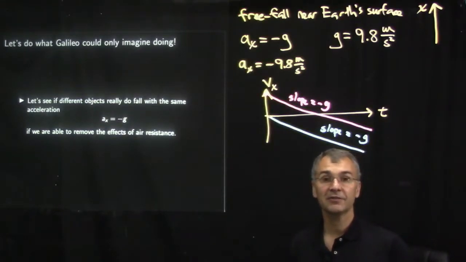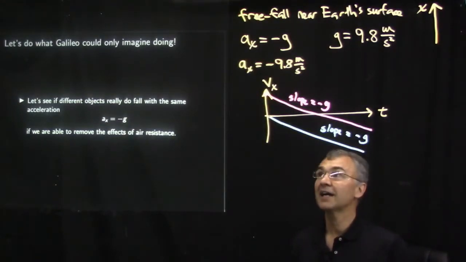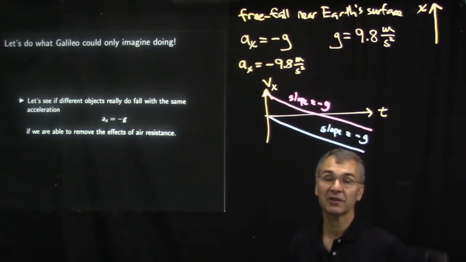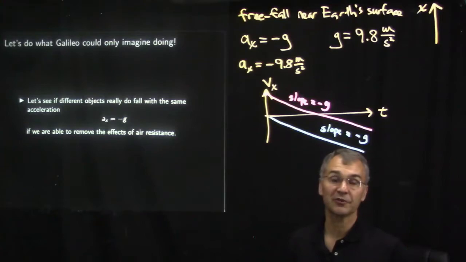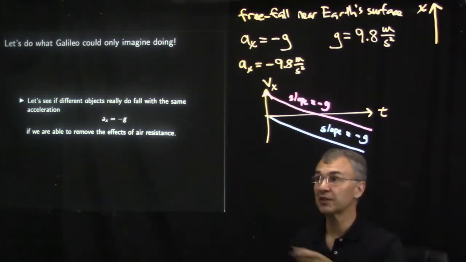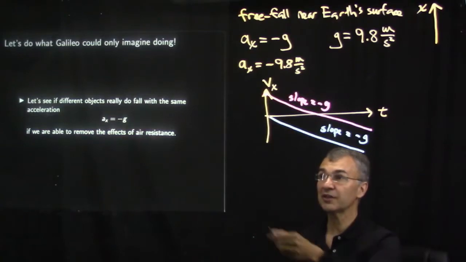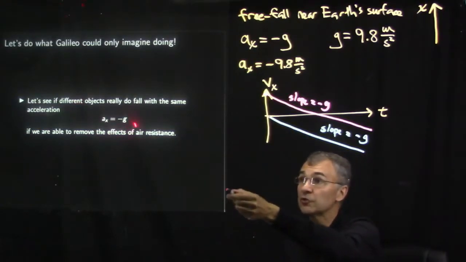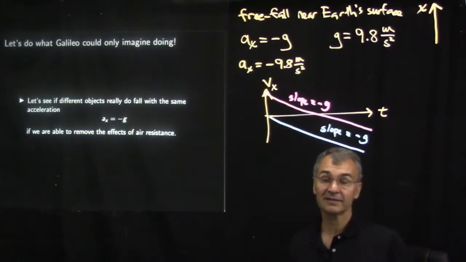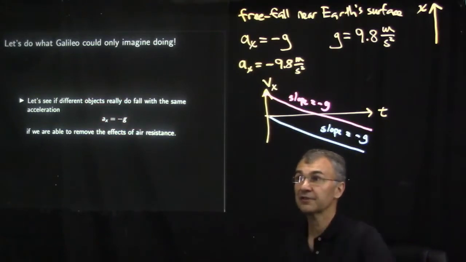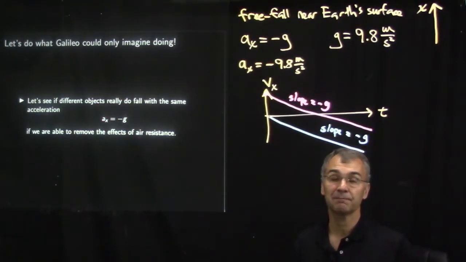Okay, now let's take a little video break and do something that Galileo could only imagine doing. Let's see if different objects really do fall with the same acceleration, a sub x equals minus little g, if we are able to remove the effects of air resistance. So we'll watch a demonstration where we will see different things appear not to obey this rule that a sub x is minus g, and then we'll see that if we get the air out of the way, we revive this statement that a sub x equals minus g.